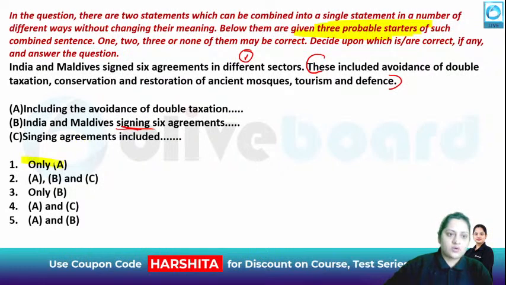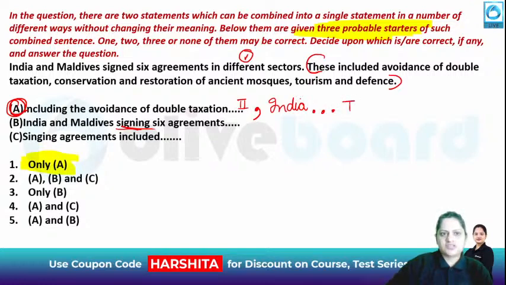You can say only A. How many of you marked this? Excellent, guys. Only A. So you will complete the full line 2, comma, then you will write complete line 1: India and Maldives signed 6 agreements in different sectors, full stop. Well done. If you have marked one option, well done.